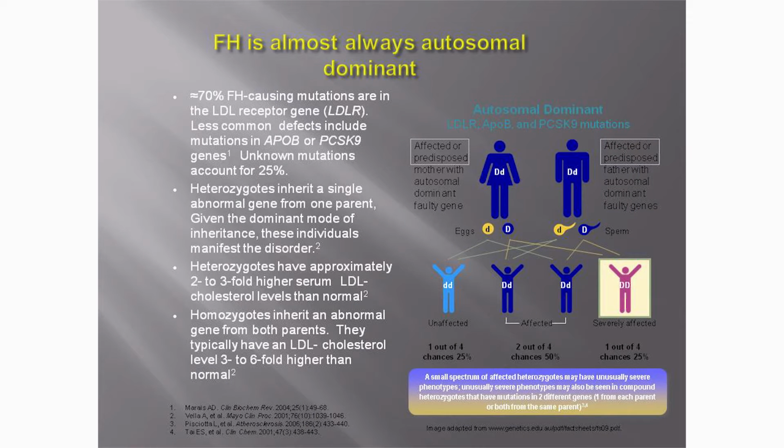The next slide shows us that FH is typically an autosomal dominant disorder, with the exception of the RAP1, which is a recessive disorder. Being autosomal dominant means that if one parent carries the genetic mutation and the other does not, there's a 50% chance that a child will have FH.